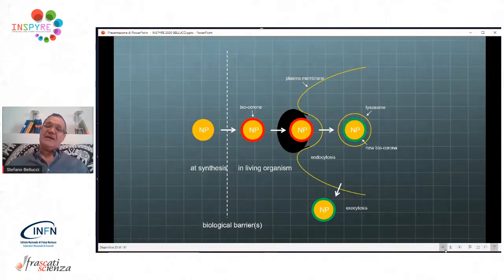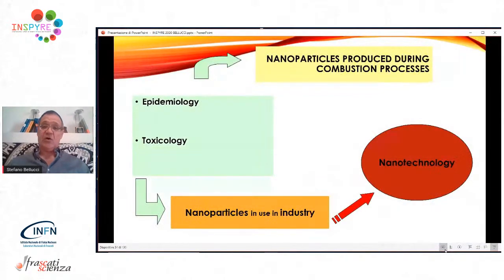A phenomenon takes place when the nanoparticle gets close to a cell. The phenomenon is called endocytosis. Basically, the plasma membrane creates a pocket, and finally a vacuole is created by lysosome where the nanoparticle is now placed. And it stays in the cytoplasm of the cell for a certain time before being kicked out. This phenomenon is called exocytosis, where the nanoparticle leaves the cell cytoplasm. But notice that the color of the biocorona is changed. It's changed because proteins and enzymes are put by the cell around the nanoparticle. So we need to study all this.